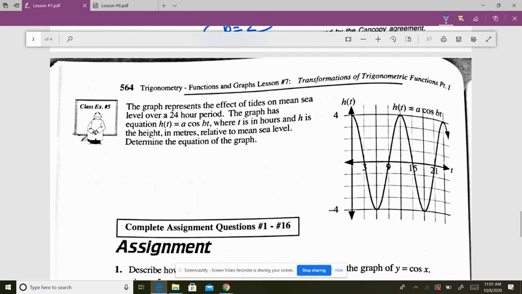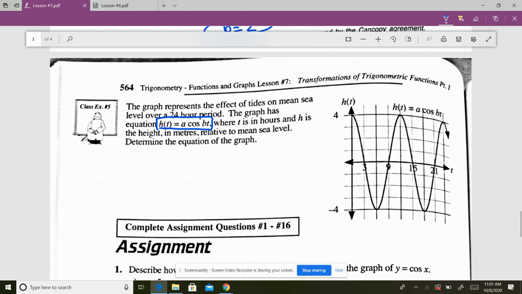So this graph represents the average sea level over a 24-hour period. It's a cosine graph. All right. They call it h for height and t is for time instead of x. Okay. T is in hours, h is height. Determine the equation of the graph.